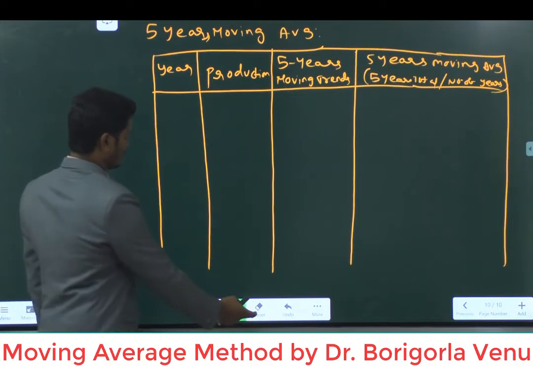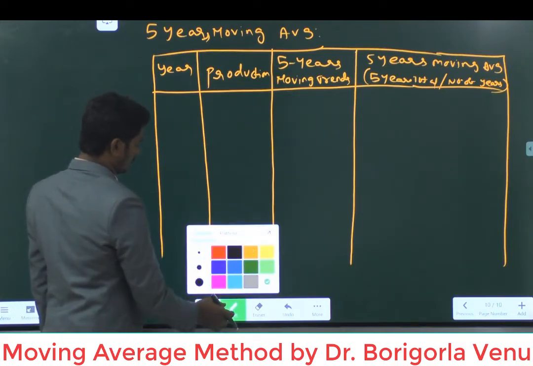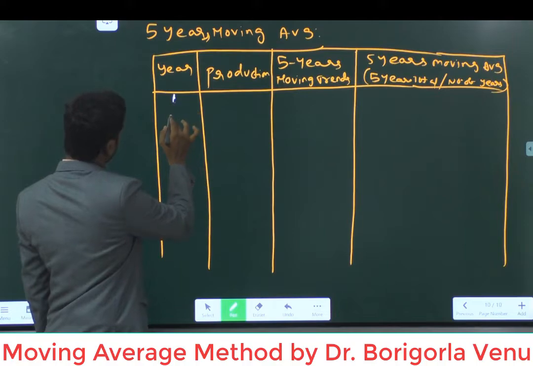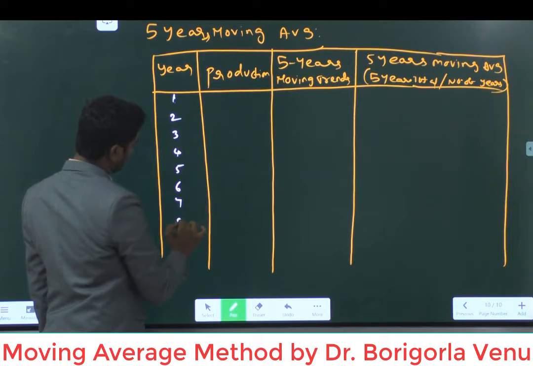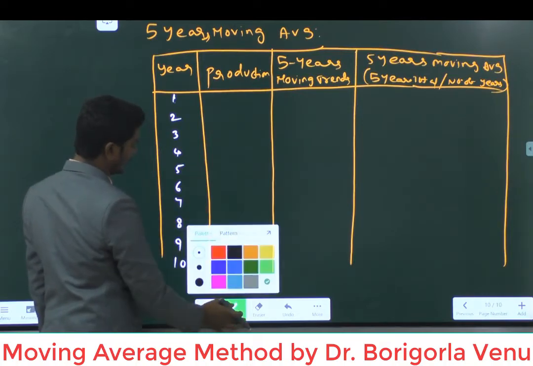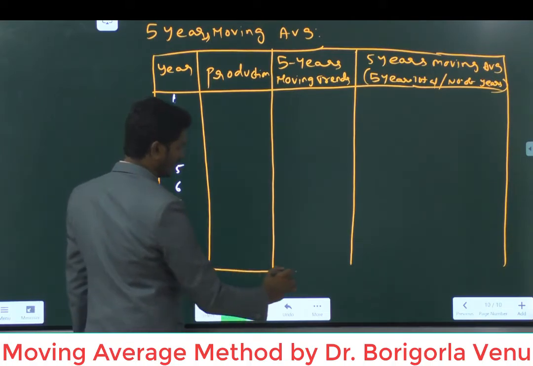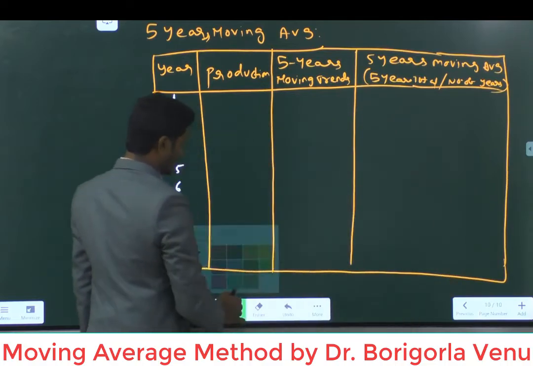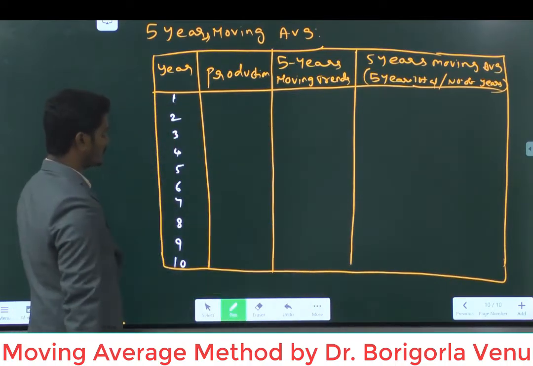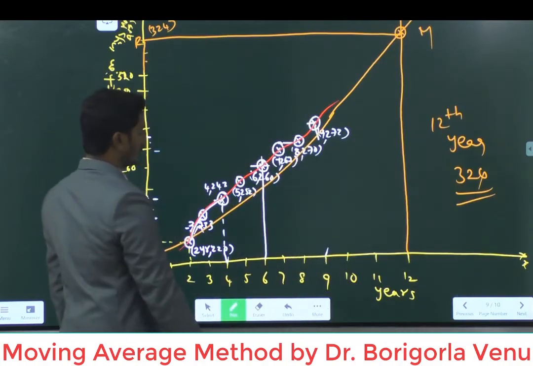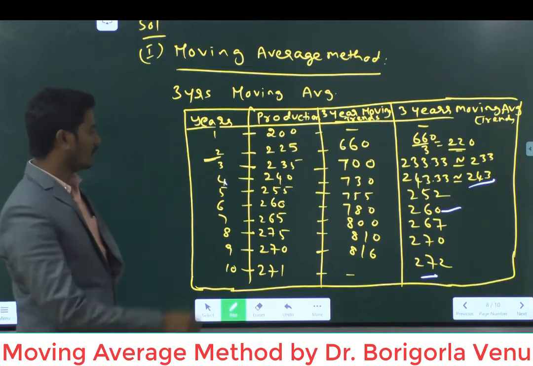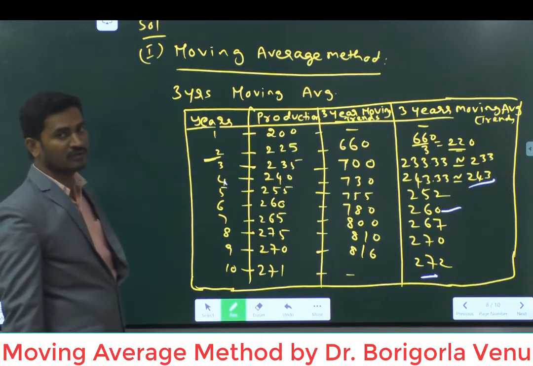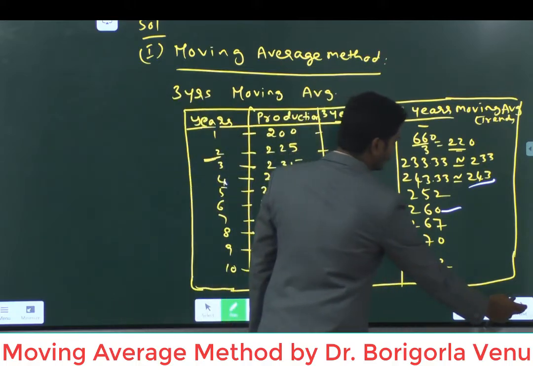Here I am going to take the values for the first year, second, third, fourth, 5, 6, 7, 8, 9, 10. This is our given data. In our problem they mentioned 10 years of production data, so we are going to take the 10 years production. The production values are 220, 200, 225, 235, 240, 255, 260, 265, 275, 270, 271. These are the 10 years production values.